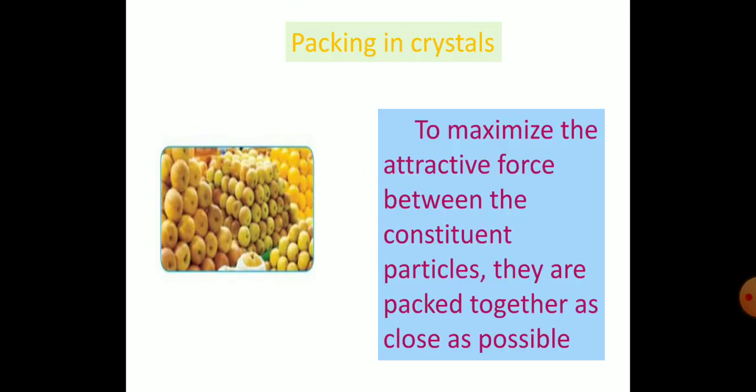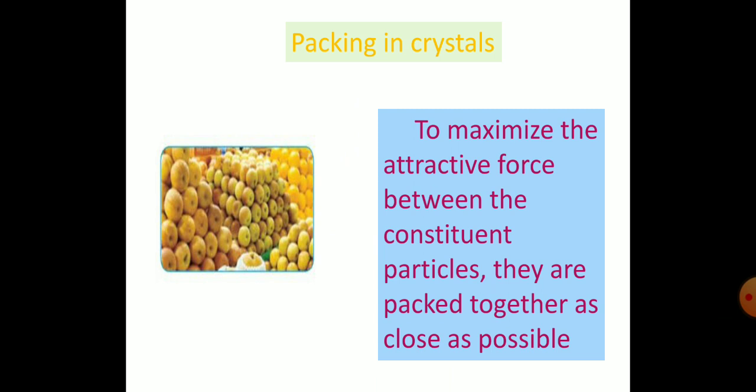Okay, look here students. Here I have taken a picture of the arrangement of fruits in a fruit shop. Have you ever seen this? Yes, you might have seen. Here the fruits are arranged very tightly, very close to each other. Why? If they are not arranged tightly, they can occupy more space. So more space is required to arrange the quantity of fruits, isn't it? So what is the reason for arranging them very closely? To avoid the free space left between the fruits.